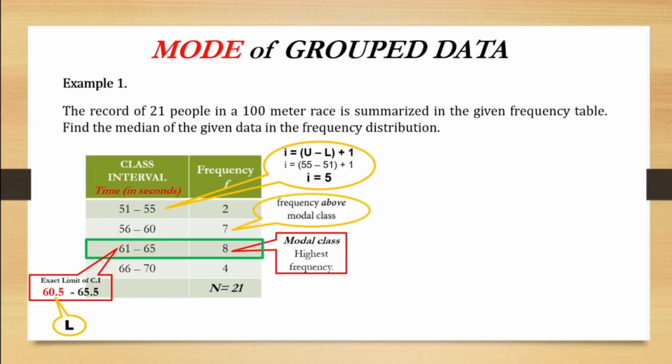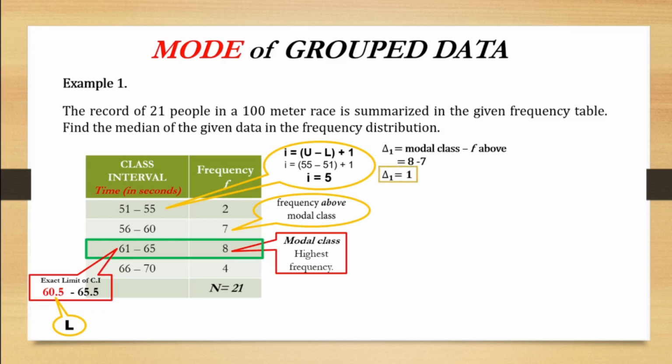After, we have to identify the frequency above the modal class to get now the delta sub 1 using the formula: the frequency of the modal class minus the frequency above the modal class. Then we have our frequency of the modal class is 8 and the frequency above the modal class is 7. Then delta sub 1 is equal to 1.